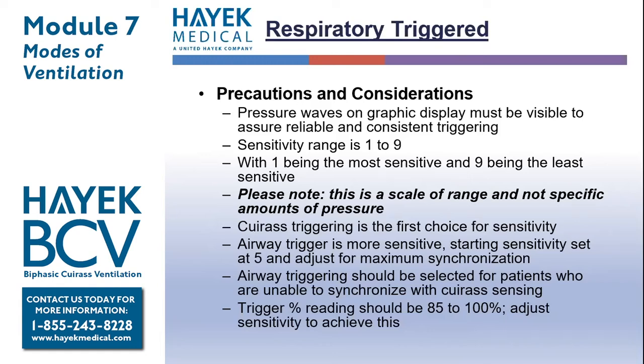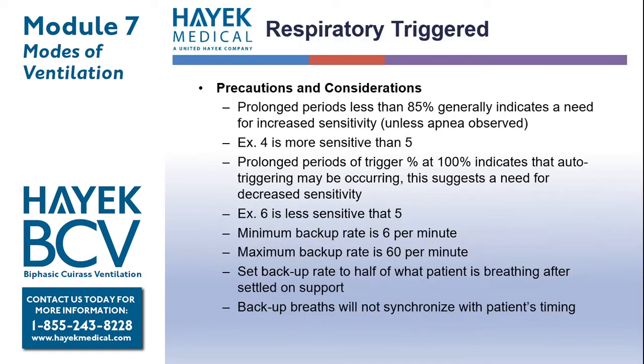Trigger percent reading should be 85 to 100%. Adjust sensitivity to achieve this. Additional precautions and considerations of respiratory triggered: prolonged periods less than 85% generally indicate a need for increased sensitivity, unless apnea or pauses are observed. Prolonged periods of trigger percent at 100% indicate that auto-triggering may be occurring, suggesting the need for decreased sensitivity.